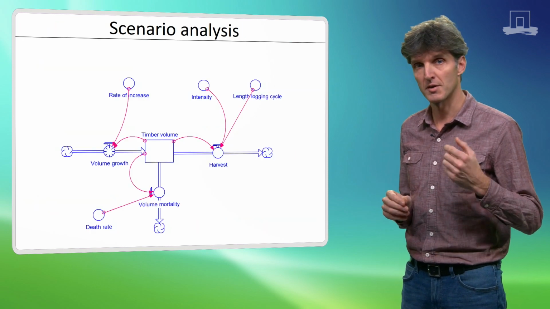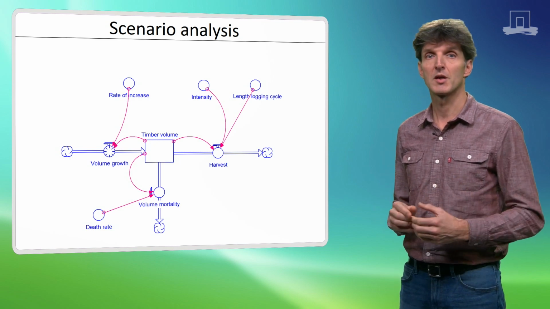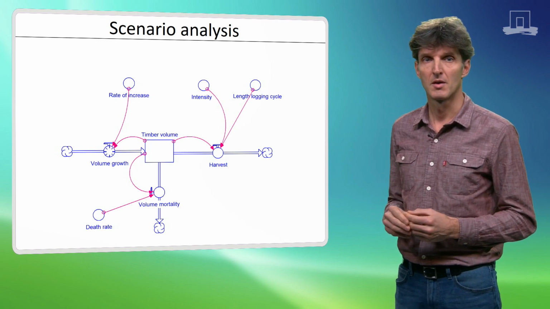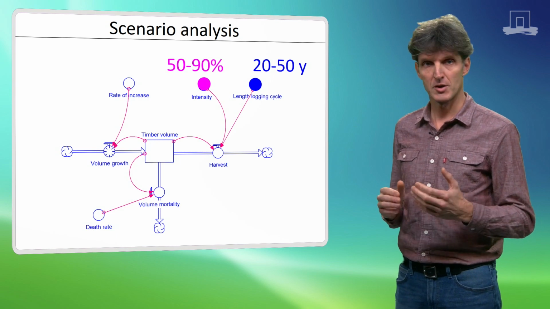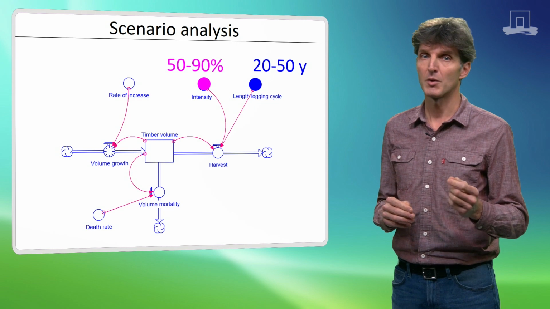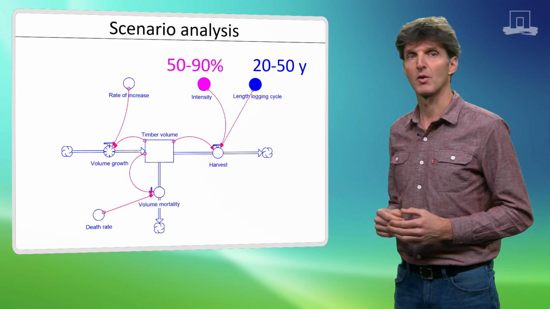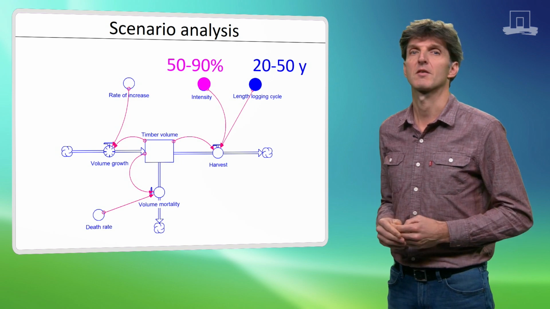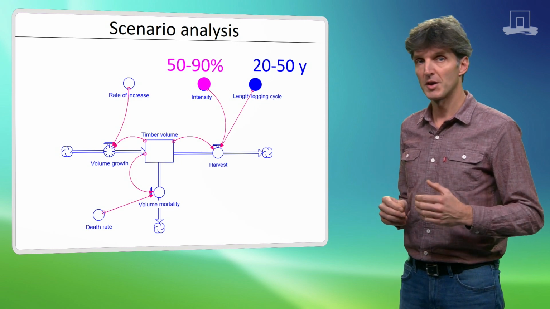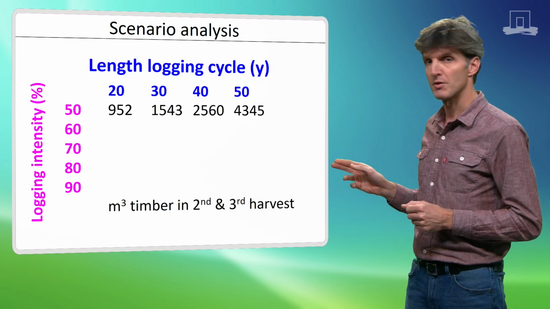So let's conduct a scenario analysis in our timber model to evaluate the effect of forest management on future timber production. Suppose we're interested in the effects of logging intensity and logging frequency on timber yields, and to evaluate this, we can vary the logging intensity from 50 to 90% and the length of the logging cycle from 20 to 50 years. We also conduct simulations for all possible combinations of these two. Here is part of the results.